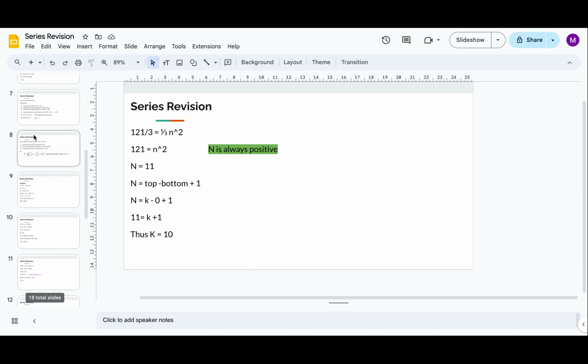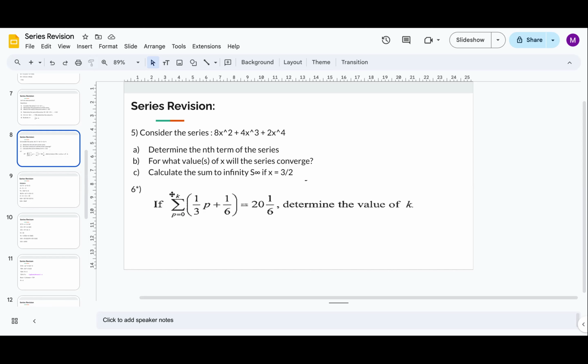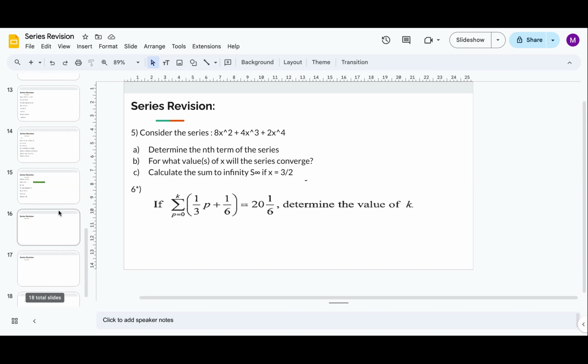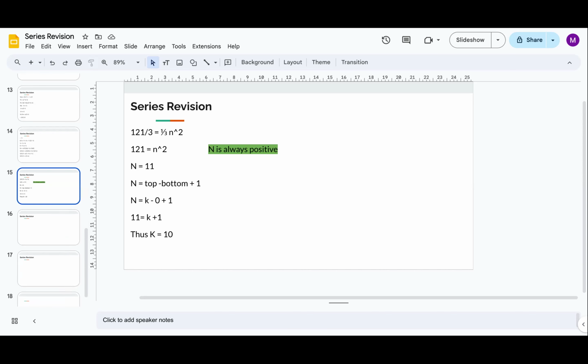But I know from before that to calculate my k value, or whatever is on top of my sigma sign, it will be k minus my bottom. N is equal to top minus bottom plus 1. N, my number of terms, is whatever's on top of my sigma minus whatever's on bottom of my sigma plus 1. So n was equal to k minus 0 plus 1. However, from everything that we've done so far, we'd already worked out what our n value is. Our n value was 11. 11 is then equal to k minus 0 is nothing, plus 1. 11 is equal to k plus 1. We took over the 1 to the other side to get that our k value is equal to 10.